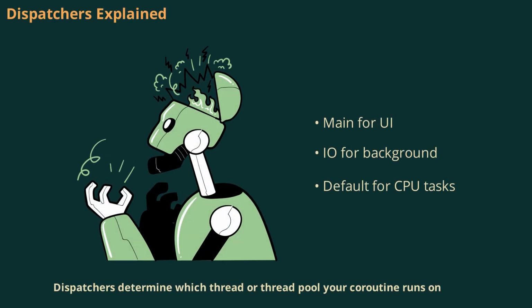Dispatchers determine which thread or thread pool your coroutine runs on. The main dispatcher is used for UI updates, I/O for network and disk operations, and default for CPU-intensive work. By choosing the right dispatcher, you can optimize performance and keep your app responsive. Switching dispatchers is as easy as calling withContext, making it simple to move work between threads.